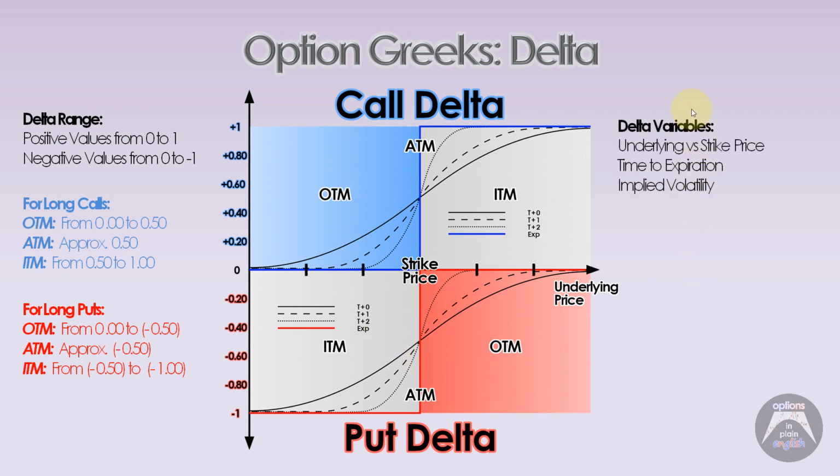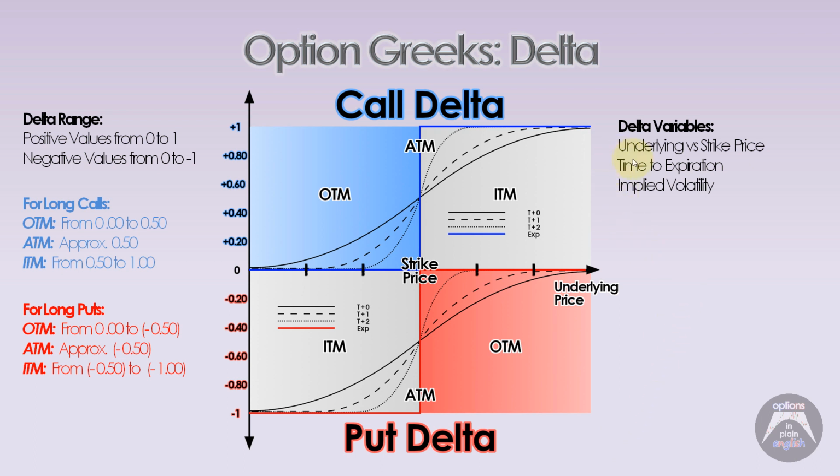Now, the variables that modify the value of delta, as we were saying, is the underlying versus the strike price. So where the underlying price is with respect to strike price. If it's higher, for calls, for example, it's going to be in the money. If it's lower, it's going to be out of the money. And if it's right at the strike price, it's going to be at the money.